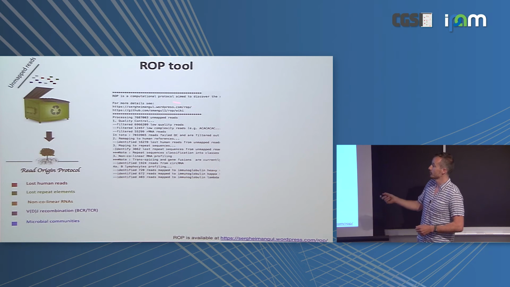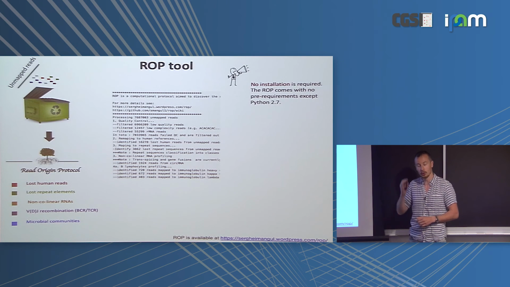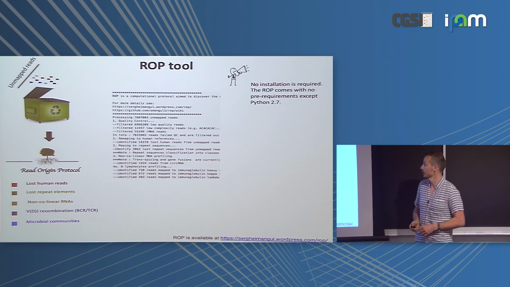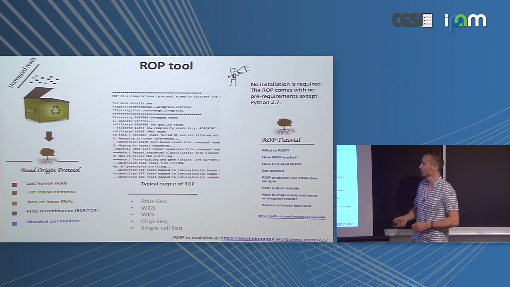The typical output of the pipeline is something like that, where for every step, we will tell you how many reads are falling in each category. No installation is required. We distributed all the tools we are using, besides the tools we developed, with the protocol, acknowledging the tools we are using. And there is a detailed tutorial which you're welcome to look at, and it has all the instructions to run. So we're exploring different technologies.